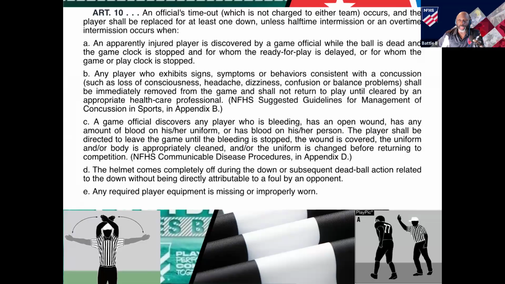A, an apparently injured player is discovered by a game official while the ball is dead and the game clock is stopped, and for whom the ready for play is delayed, or for whom the game or play clock is stopped. B, any player who exhibits signs, symptoms, or behaviors consistent with a concussion, and then list some here, shall be immediately removed from the game and shall not return to play until cleared by an appropriate healthcare professional.